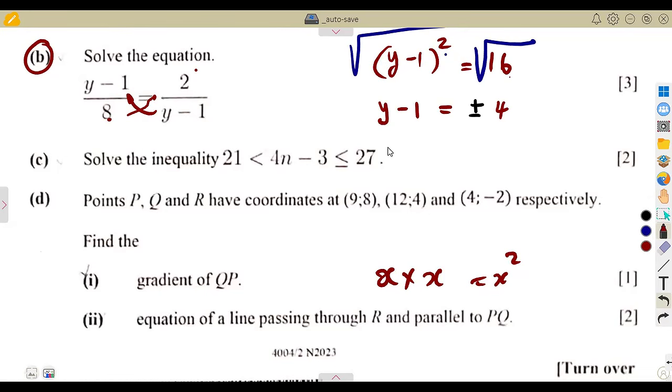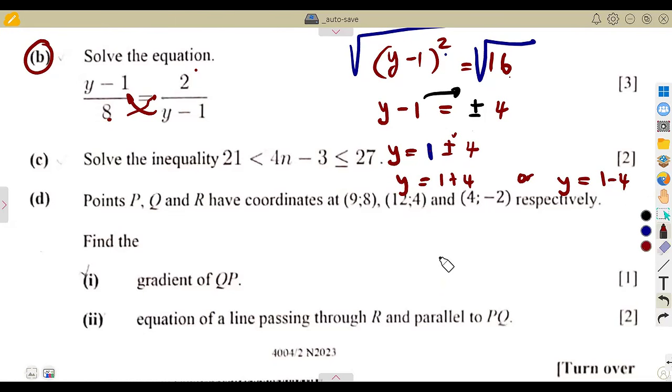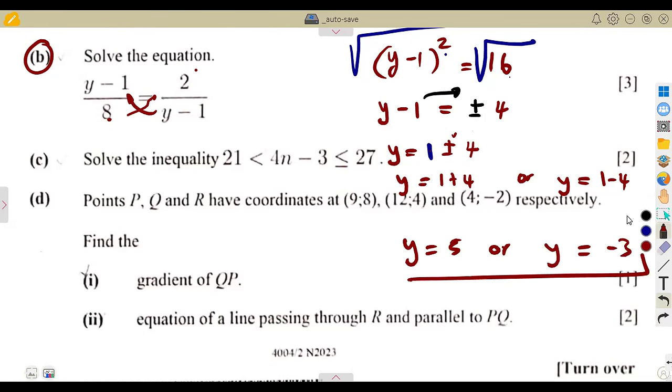So there are two possible values. Taking minus 1 to the right-hand side of the equation, that will be a positive 1. So meaning to say y is equal to 1 plus or minus 4 that we already have. Separating the plus or minus, we're going to have 1 plus 4, or we are going to have y being equal to 1 minus 4. There are two possible values there. So y was going to be 5, or y was going to be minus 3. So these are the two possible values of y that you're supposed to obtain from this equation.